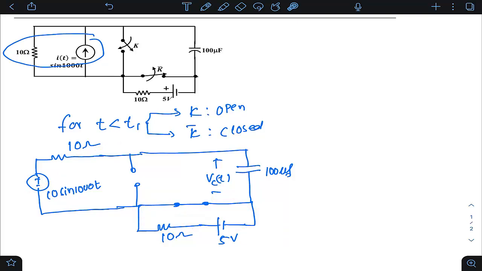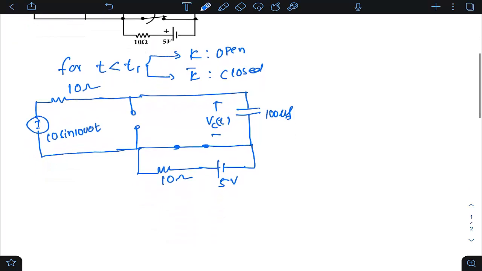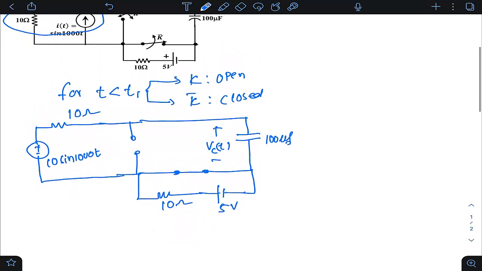So let us find this VCT. Let us write the expression of VCT. But here, what do you think? The network is in what? Steady state or not? Yes, definitely the network is in steady state. Rather, I would say it is in AC steady state. Why? Because this has happened long back, right? And you have the AC source connected. So you have to apply the sinusoidal steady state analysis in this case.